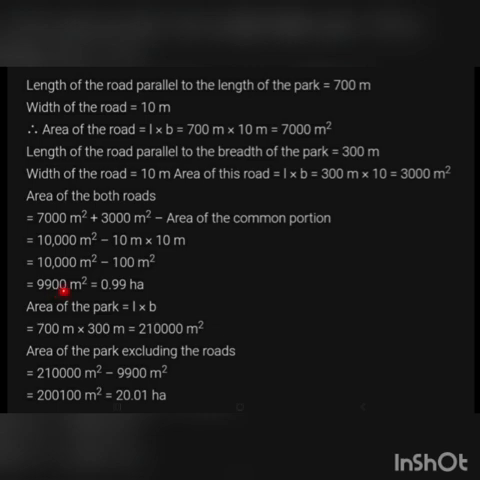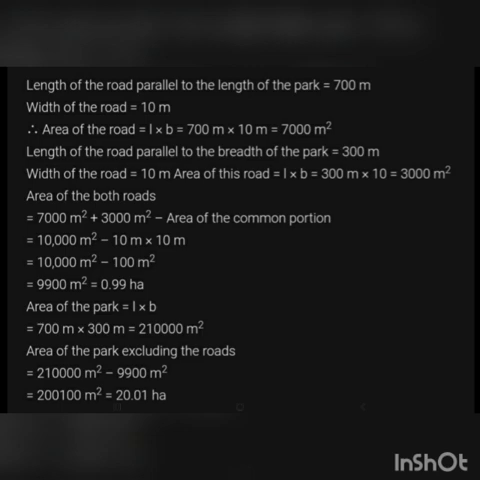Path is what? 9,900 meters square. Now subtracting 2,10,000 meters square minus 9,900 meters square is equal to 2,100 meters square. This is in meter square. Now again converting to hectare, 0.21.